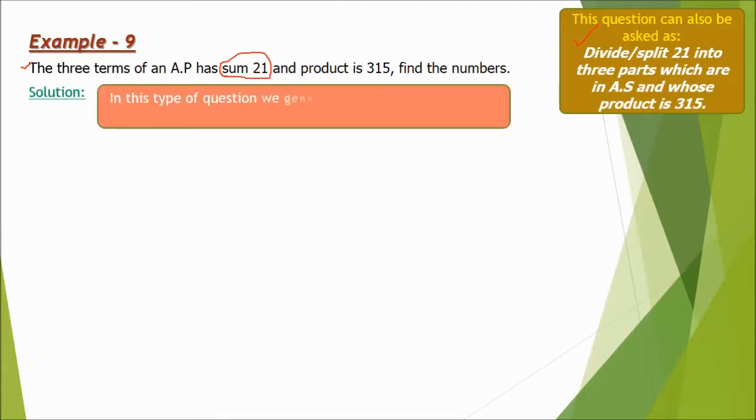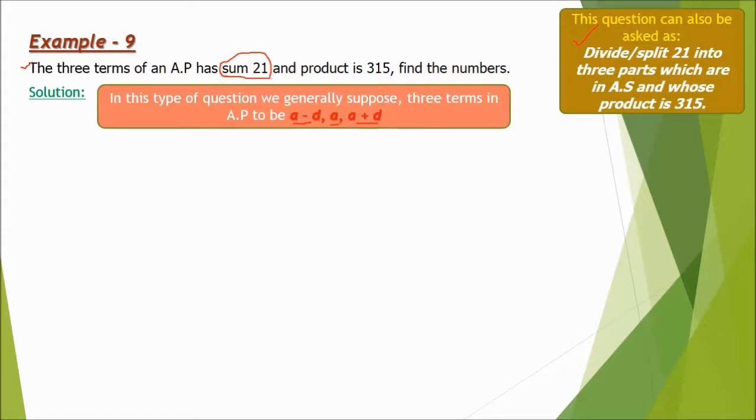In this type of question, we generally suppose 3 terms in arithmetic progression: A minus D, A and A plus D. Remember this. If the question is asked this way, and 3 terms are in AP, if the sum is this, the product is this, then you have to suppose the 3 terms like this, because it will be easier to get the solution. These 3 terms are in arithmetic progression, because you can see the common difference between the 3 consecutive terms is D.